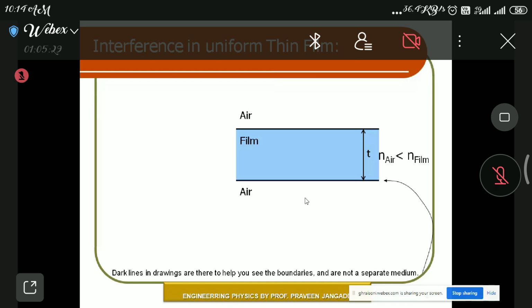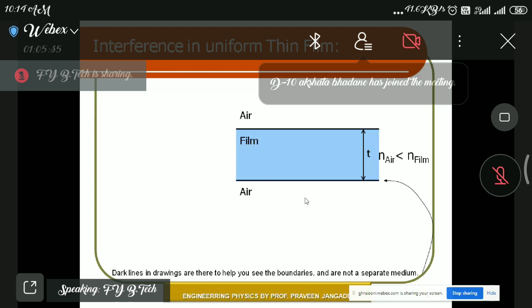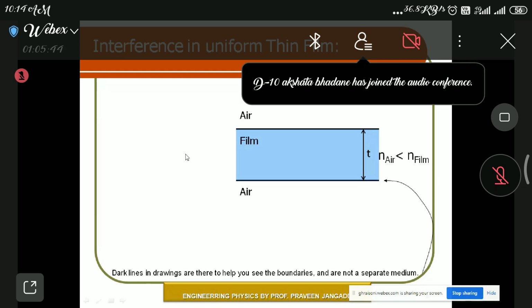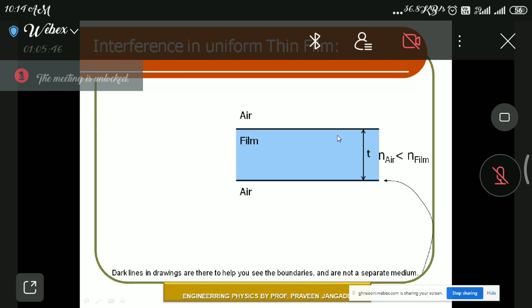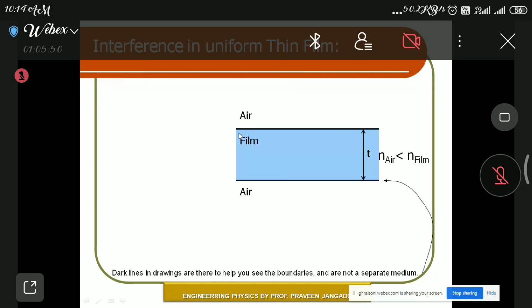Consider a plane parallel thin film of uniform thickness, that is T. Uniform thickness means the thickness T runs from one end to the other end. Everywhere you will see the thickness remains the same. Therefore it is called the uniform thin film.